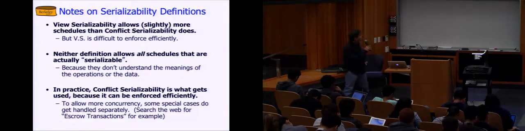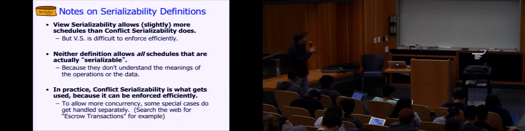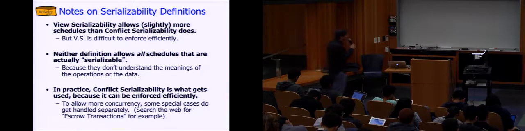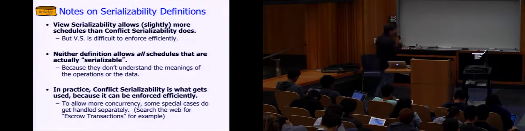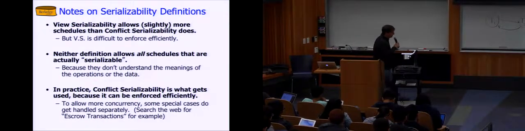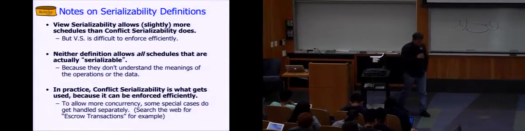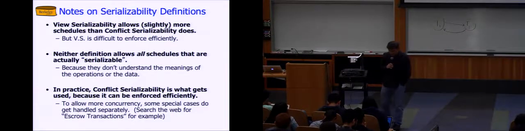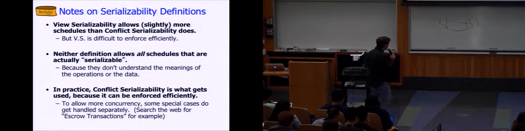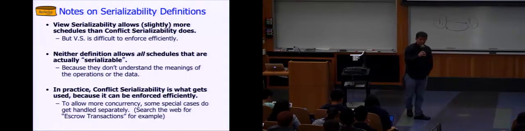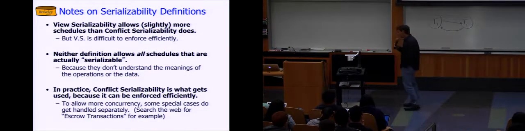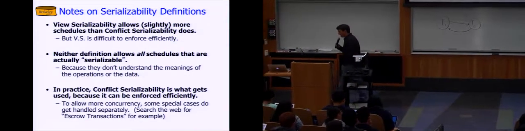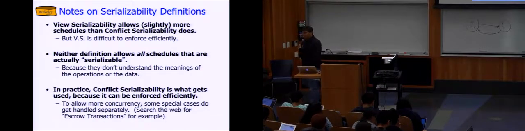Okay. So as we said, last bullet: in practice, conflict serializability is what gets used because it can be enforced efficiently. There are actually some things you can do beyond conflict serializability that are done commonly. A common example is escrow transactions, which I won't get into here. But that's a case where a certain amount of semantics is baked into the concurrency control policy.